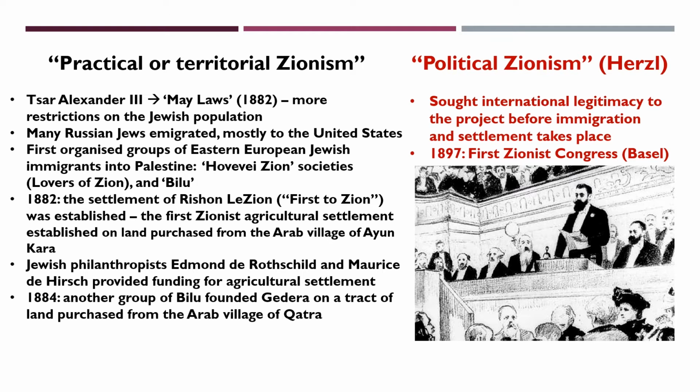Later in that year, in 1882, these two groups put together the settlement of Rishon LeZion, today a big city in Israel. Rishon LeZion in Hebrew means first to Zion. And this was the very first Zionist agricultural settlement that was established in Palestine, on land purchased from an Arab village. Other settlements would be established in the years to come. At the beginning, Jewish philanthropists were those who supported this small settlement.